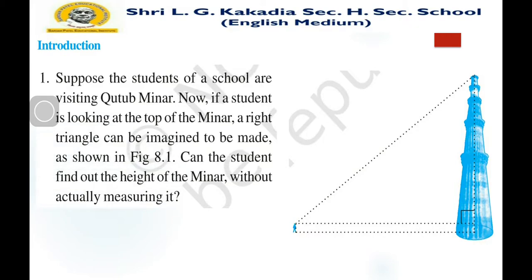Suppose the students of a school are visiting the Qutub Minar. If a student is looking at the top of the Minar, a right triangle can be imagined to be made. You can see that the Qutub Minar is standing perpendicular to the land, so here you can find one right triangle. If he is looking at the top of the Qutub Minar, this type of triangle may be assumed, a right triangle.